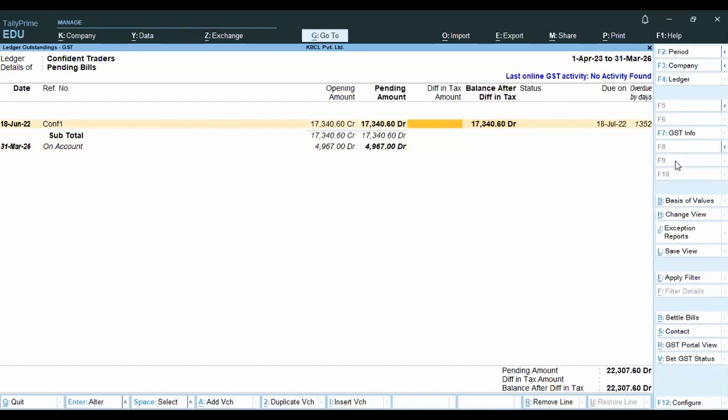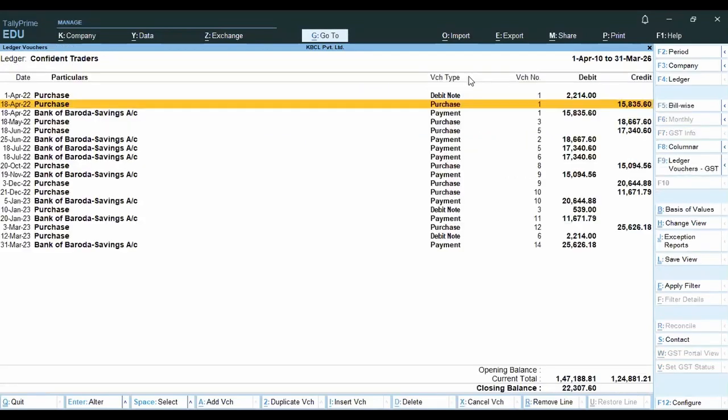So whenever you are making payment to a creditor, I would request you to do bill wise in this manner, so that you can identify that this much tax amount I have to keep on hold. You have to just pay the basic amount.